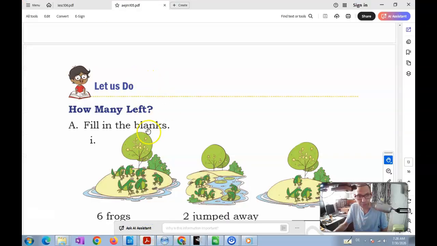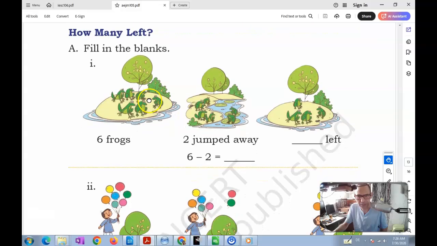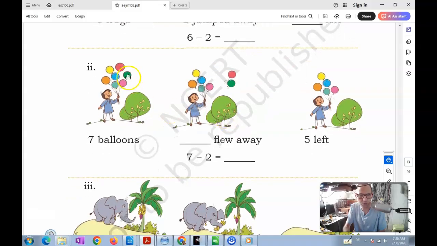So now let's see what we have here. This is again the same types of situation. For example, you're losing things, meaning that we have 6 frogs over here, 2 of them jump away, so we are left with 4 frogs, right? And so 6 minus 2 would be a 4, and that's essentially the number of frogs that you're left with. Or for example, you have 7 balloons here, and then 2 of them get away. So when 2 of them get away, you have 7 minus 2, which means that you're left with 5 balloons.